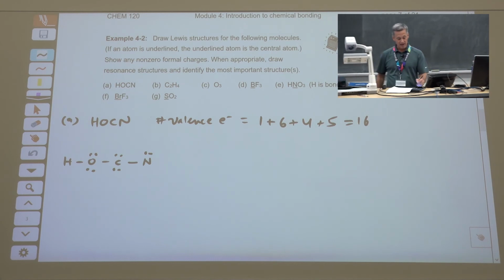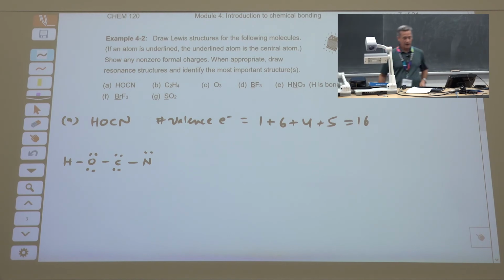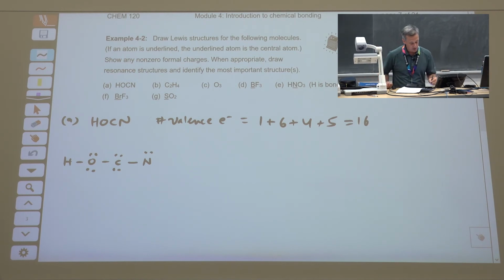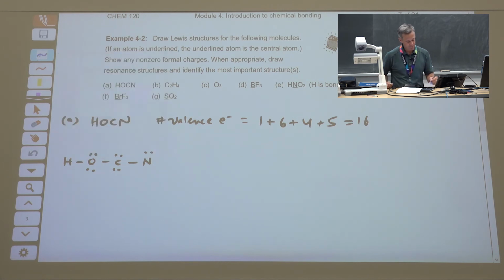Well, you know what? I haven't violated any rules. But I should assess what I've done. The technical assessment of this structure is yuck. What's wrong with it?